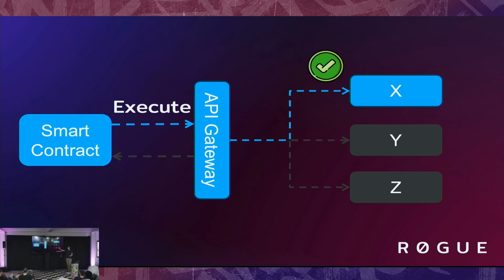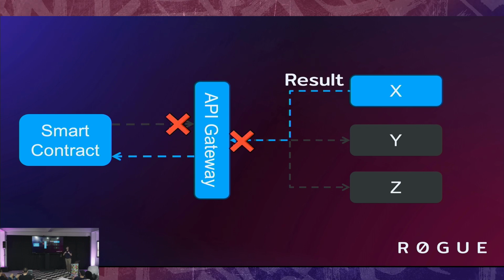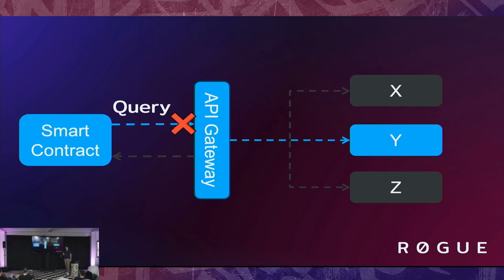On a couple of parachains, you can execute something on one of these microservices. But when you want to get the result back, you can't do that. When you want to query data, you can't do that. So there's only one piece that smart contracts currently have that allows them to tap into this infrastructure of Polkadot. But we would expect all of these other things.